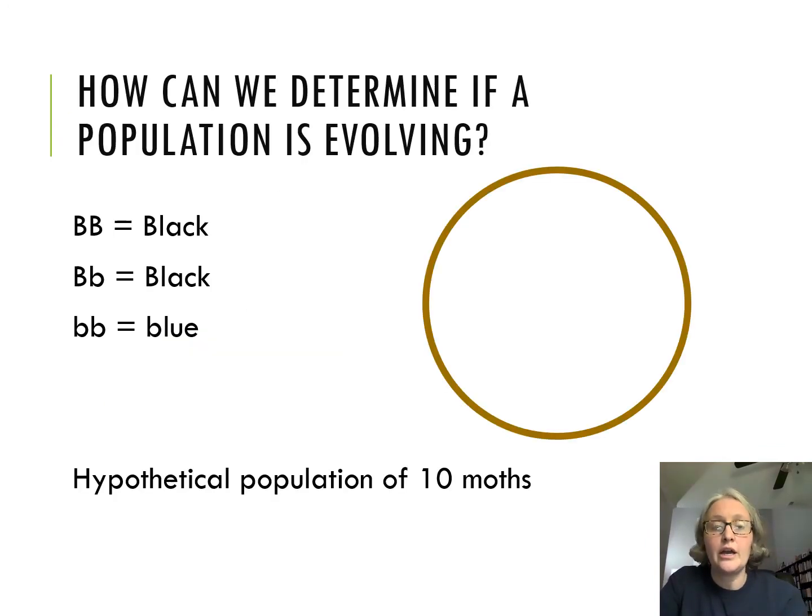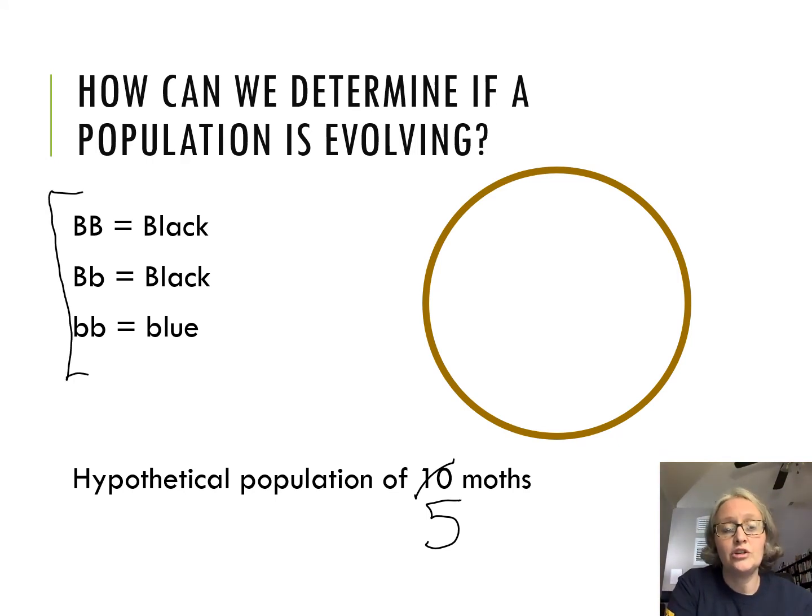So let's go ahead and walk through some of these terms and see if we can make sense of them. If we want to figure out if a population is evolving, we have to be able to figure out what the allele frequencies are. So I'm going to take a hypothetical population, and instead of 10 moths, let's just do 5 moths. It'll be a little bit faster. Some of these moths are black, some of them are blue. You can see their different potential genotypes over here. We're just going to choose a couple randomly.